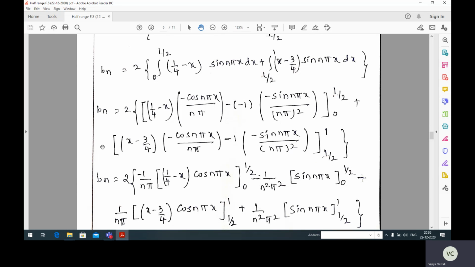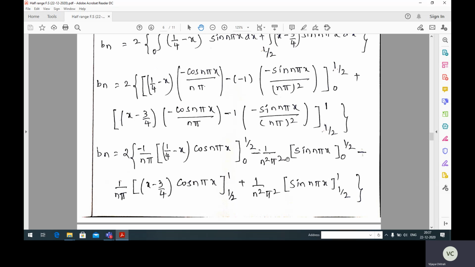Now similarly, x minus 3 by 4. Integration of sine is minus cos n pi x divided by n pi, minus the derivative of this, x minus 3 by 4, which is 1. Integration of this is minus sine n pi x divided by n pi raised to 2. Limits vary from 1 by 2 to 1, because the derivative of this 1 is 0. 0 into something is 0, so the next terms you'll get as 0.